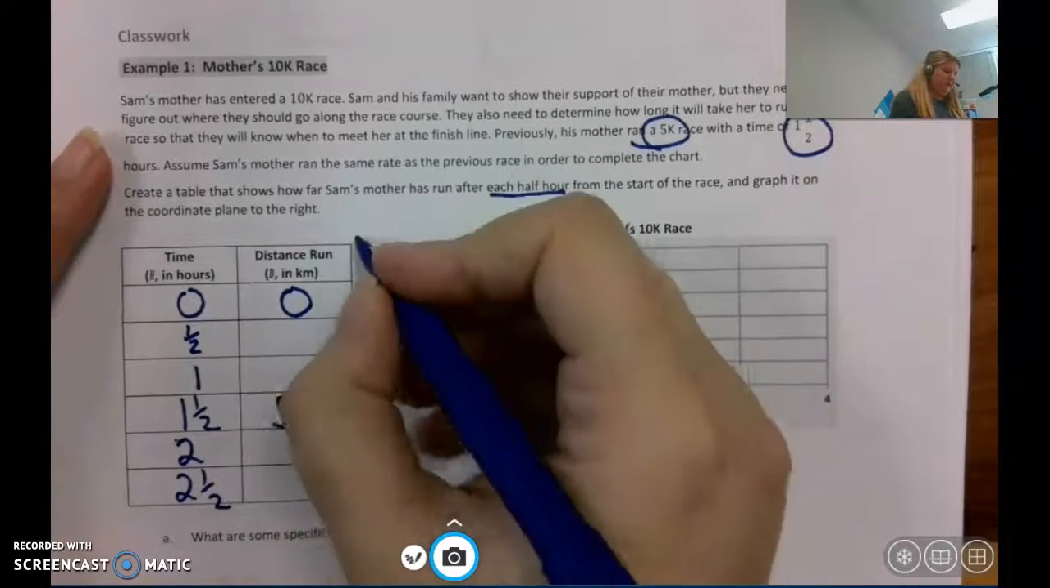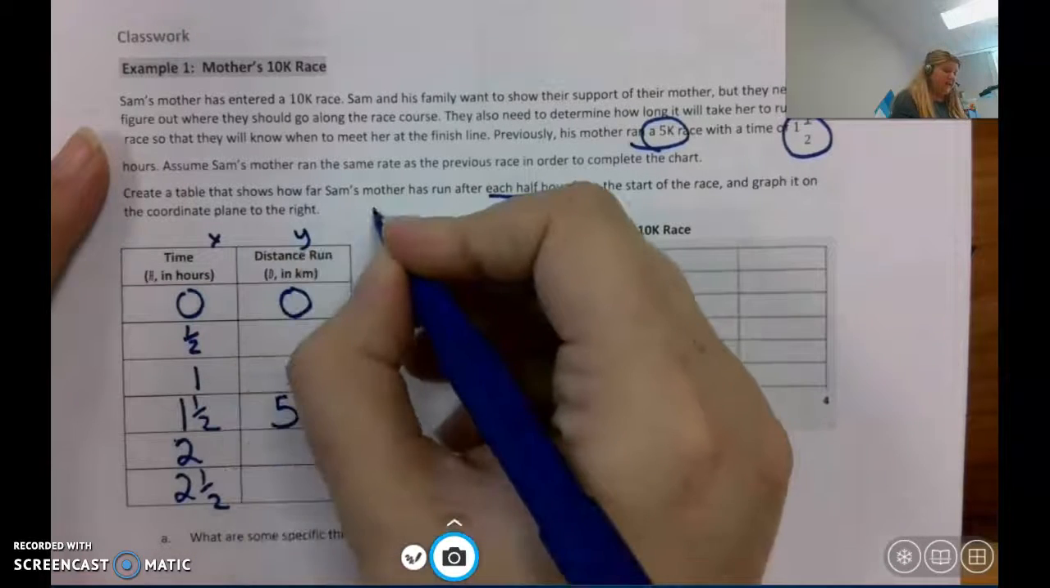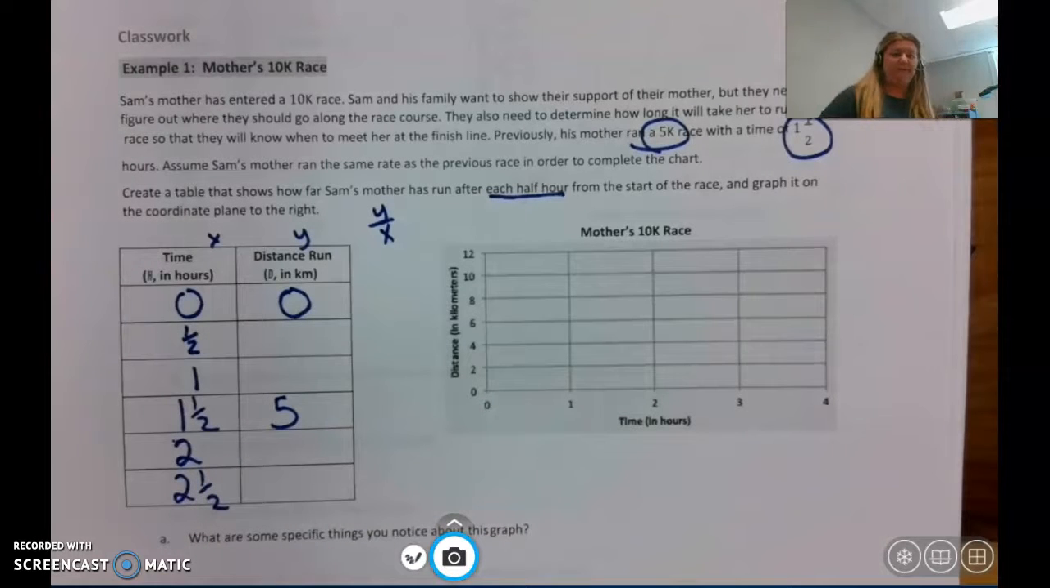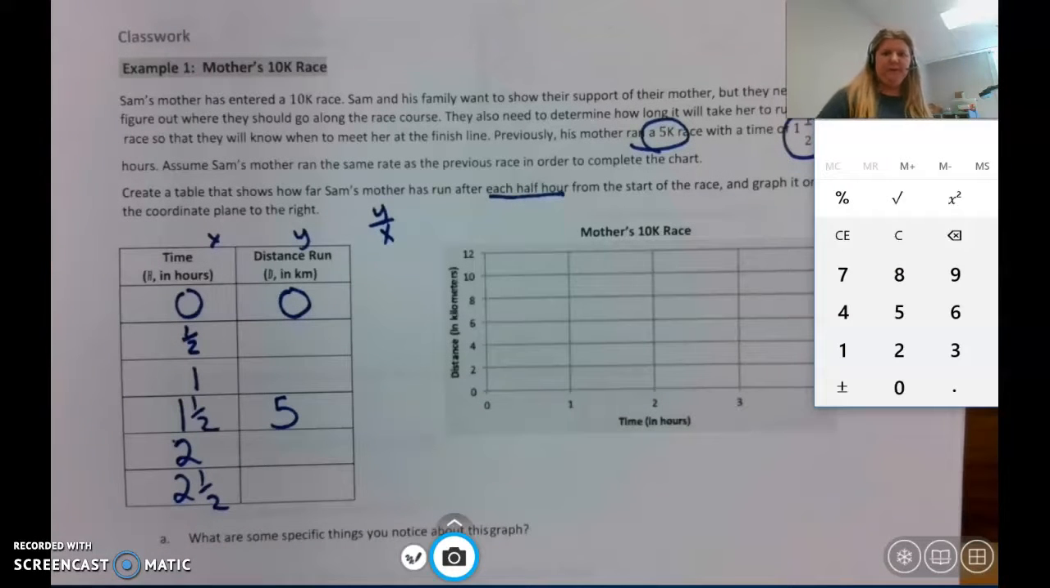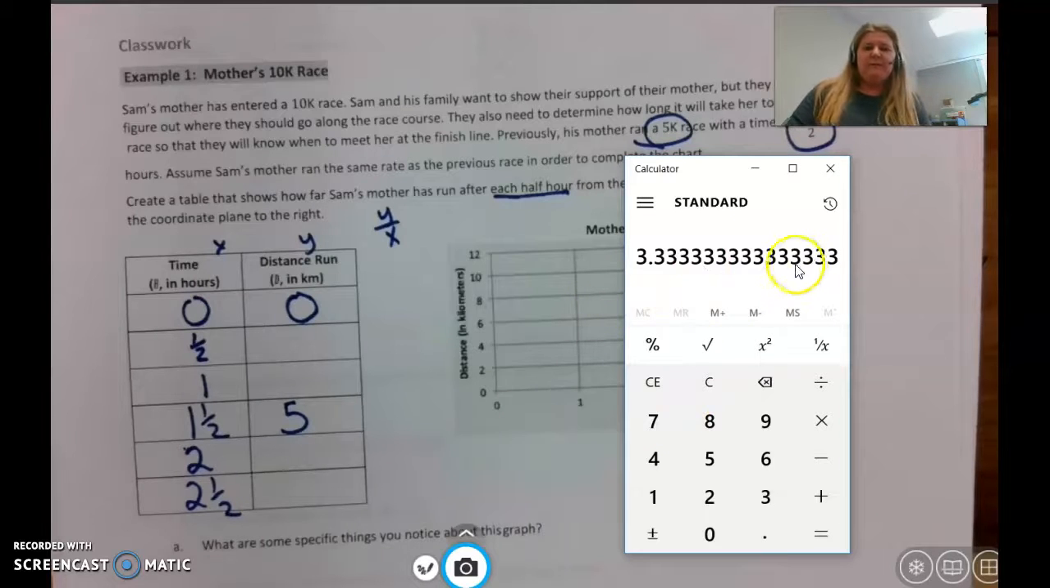So let's find out what our unit rate is. This is X, this is Y. Y divided by X, 5 divided by 1.5. I'm actually going to use a calculator for that part. So I'll do 5 divided by 1.5 inside my calculator. Okay, now this is 3.3 repeating. I know that's 3 1/3.